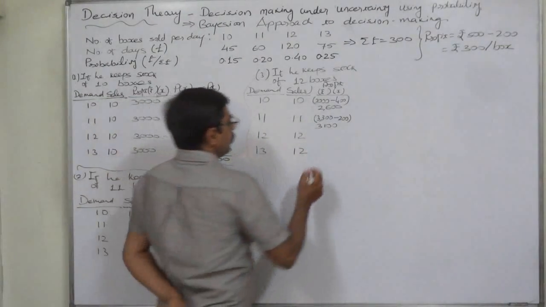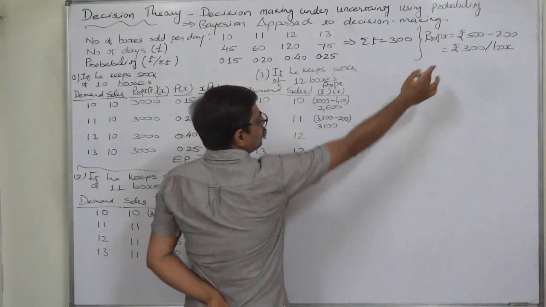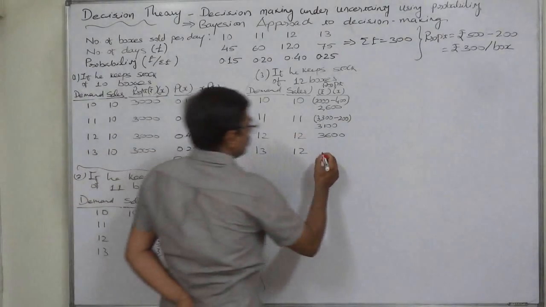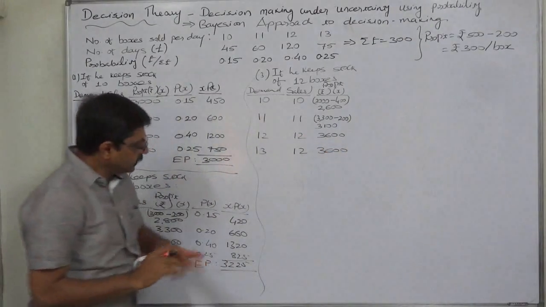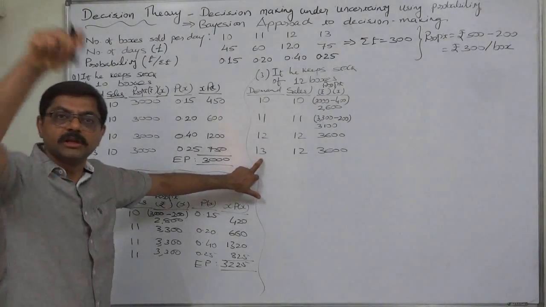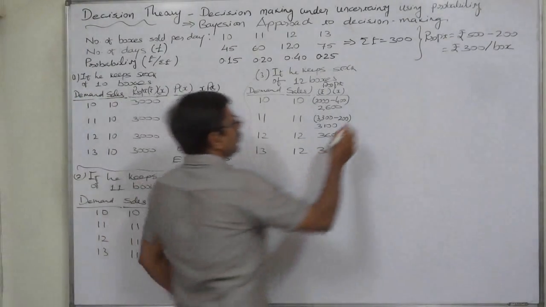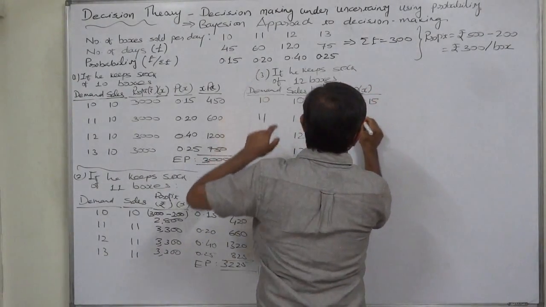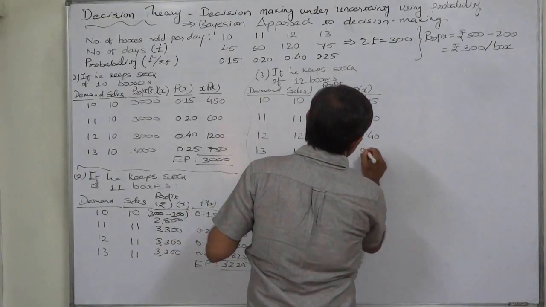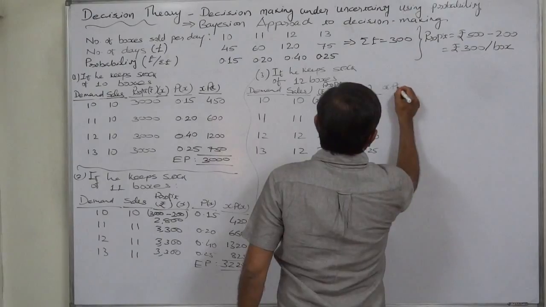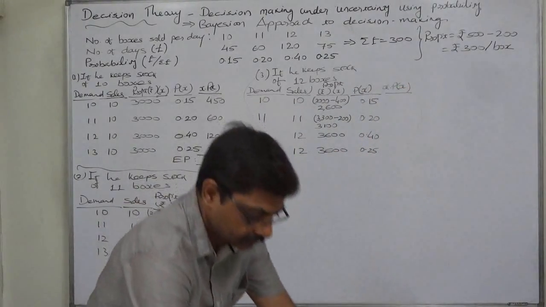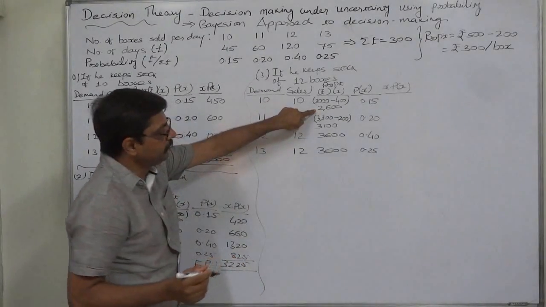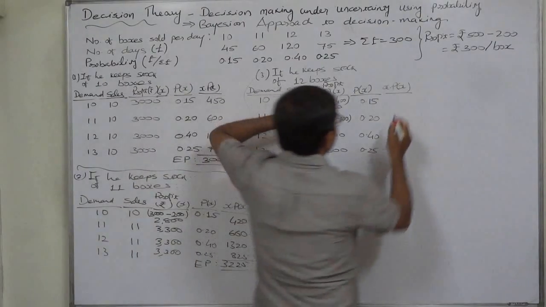12 into 300, 3600, and no unsold box. Again 12 into 300, 3600, no unsold box. Actually, in this case, he has to say no to the last 13th customer. Yes. Okay, let's multiply it by the probability. 0.15, 0.2, 0.4 and 0.25. So the expected profit will be 2600 into 0.15, 390.